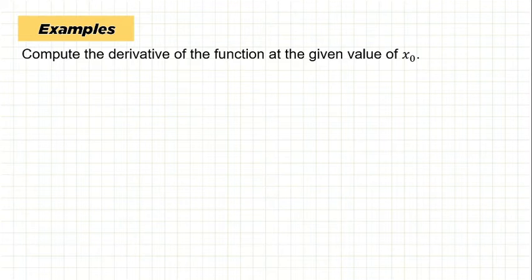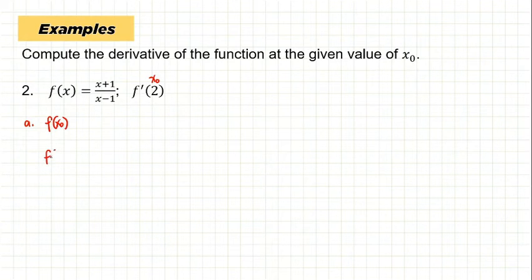Now let us try problem number 2. Now in this case, our function is given by x plus 1 all over x minus 1. And we need to find the value of f prime of 2. So in this case, our x sub o is 2. So the same with what we did in number 1, we will first solve for the value of f of x sub o and f of x sub o plus h. And since our x sub o is 2, we will have f of 2. So we will just substitute 2 to our x's here in our function. So you will have 2 plus 1 all over 2 minus 1. And that is 3 over 1, which is just equal to 3.